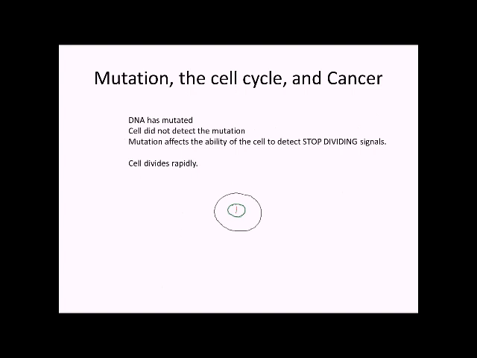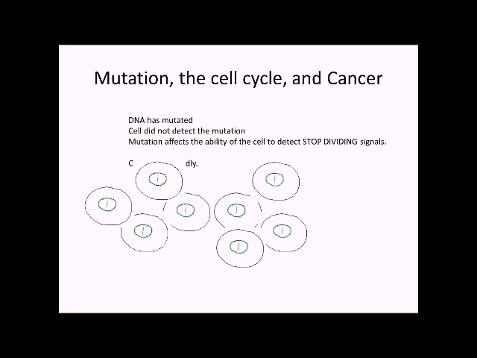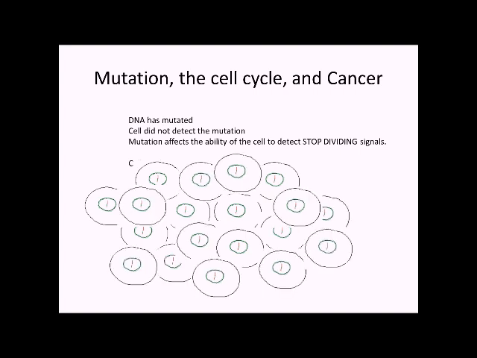So assuming the DNA has mutated and the cell did not detect the mutation in the checkpoint, and the mutation affects the ability of the cell to detect stop signals. So the cell is not receiving information to stop dividing. What's going to happen is the cell's just going to continuously divide rapidly. So we've got our single mutated cell there. We're going to end up dividing, those are going to divide, those are going to divide. We're going to keep dividing and dividing until we've got this huge mass of mutated cells that aren't functioning properly.